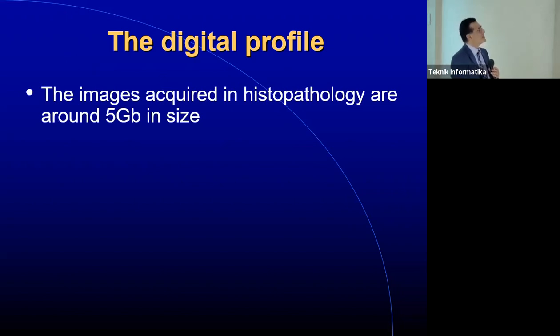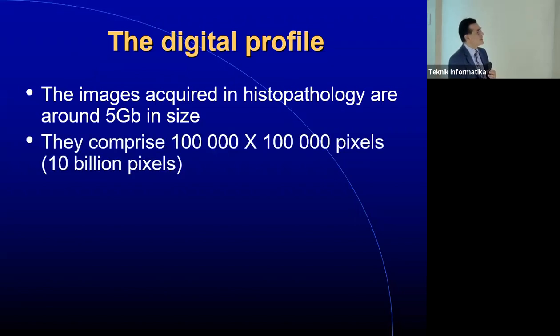One of the problems that we have is that when we scan in the images acquired in histopathology, they are around 5 gigabytes in size. So one image is 5 gigabytes in size. And let's say you have a resection specimen of a colorectal cancer. You may have 20 slides. So you're now dealing with 20 times 5 gigs. So you're dealing with 100 gigs for one case, right? And we have 60,000 cases coming through our department in Nottingham. So the images are quite large.